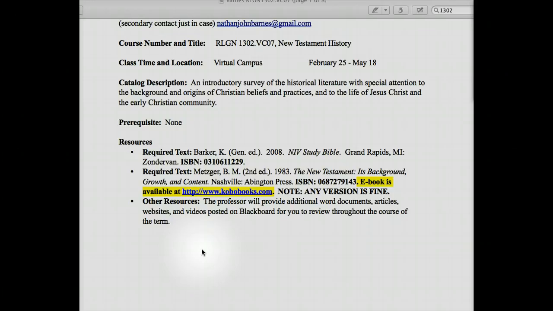And then there's Metzger. I just told you about him. New Testament's background. This is not a scholarly book. It's written by a scholar, but it's written for students. But it's probably written for students that have a slightly different taste than what you have. He's not terribly difficult, but he does cover a lot of material.